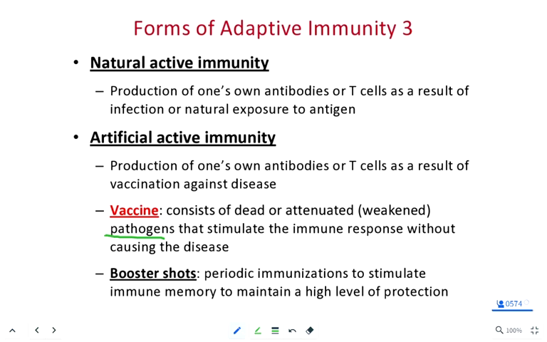Every once in a while, we need a booster shot for our vaccines. Some vaccines are able to have long immune memory associated with them. Other pathogens for other vaccines have short immune memory associated with them.